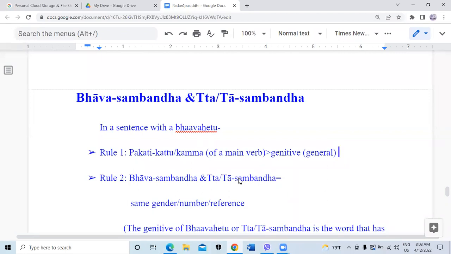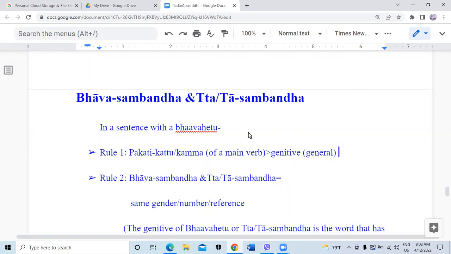Two subjects. The first subject is called Pakati Kattu, the first original subject. Also we have two objects, Pakati Kamma and Vikati Kamma. Pakati Kattu, Vikati Kattu. Pakati Kamma, Vikati Kamma. The original objects are Pakati Kamma. So these subjects and objects change to genitive. Then the genitive of Taddhitakaṇḍa Sambandha is like this.